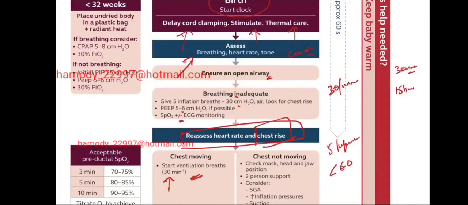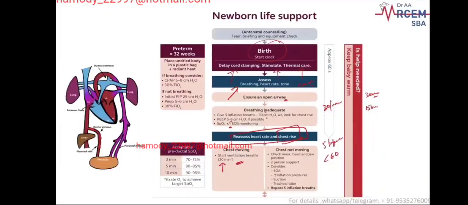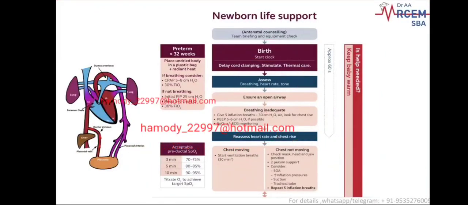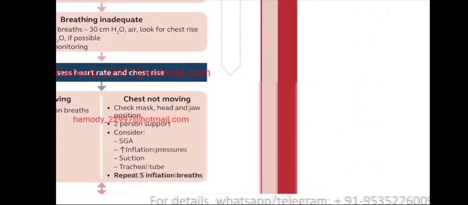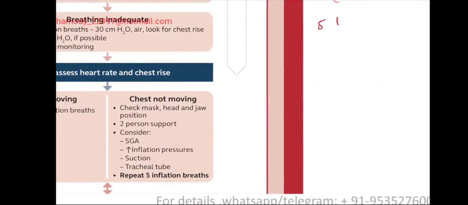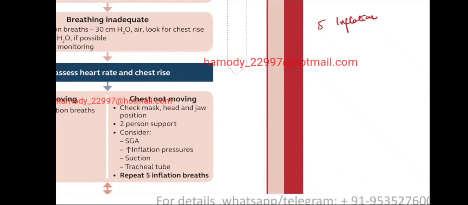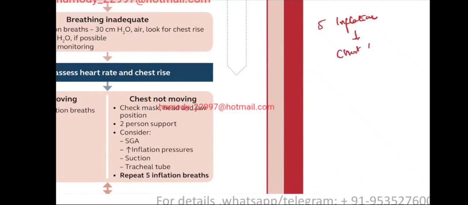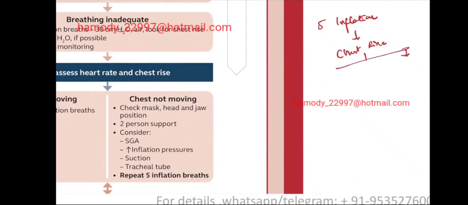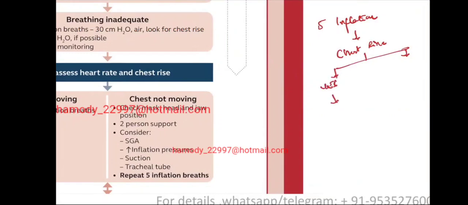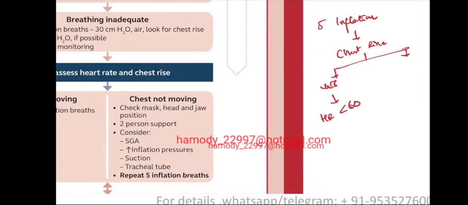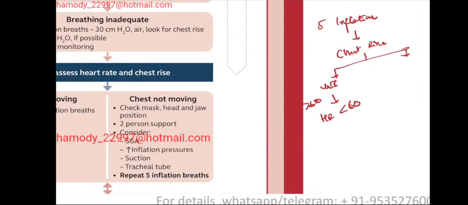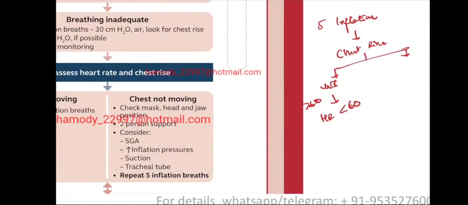Let me repeat it so that there is no confusion whatsoever in your exam. It's the same algorithm. It has not changed that much. Only here color was there, which is not mentioned now. That's the one thing that has been changed. Rest everything remains the same. So you're trying to give 5 inflation breaths, and when you're giving them, you're always looking for chest rise. If chest rise is present and you've given 5 inflation breaths, then you're checking the heart rate. Is it less than 60 or not? If it is more than 60, then you achieved your targets. If it is less than 60, what do you do?